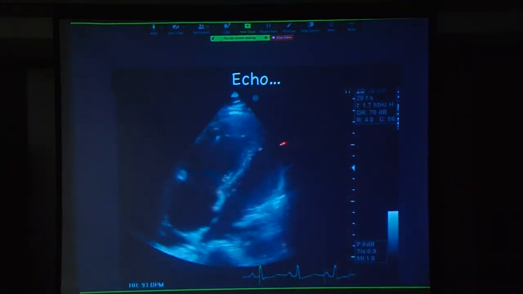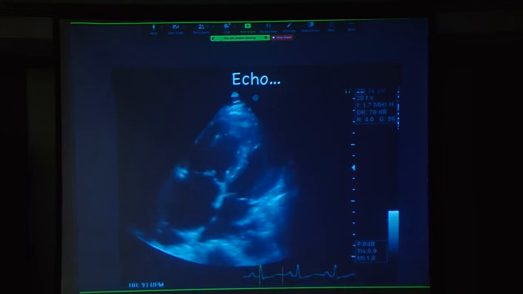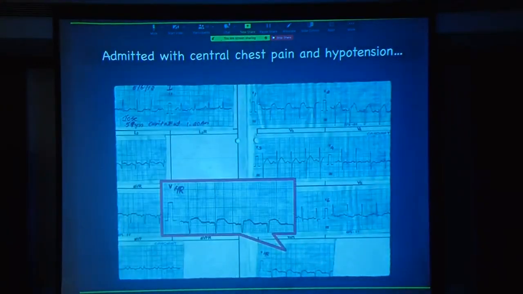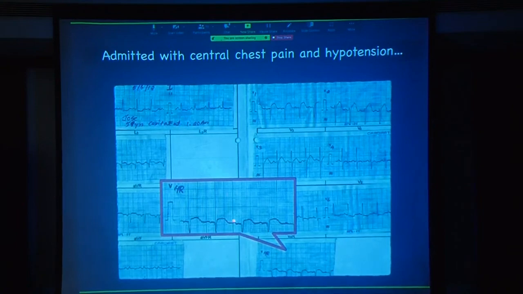When echocardiogram was done, this is the left ventricle and left atrium, this is the right ventricle and right atrium. You could see that normally the right ventricle should be smaller than the left ventricle. Here you could see that the right ventricle is ballooned out compared to the left ventricle. So based on this, you could suspect that this could be a right ventricular infarction. And in V4R, if you have significant ST elevation, that clinches the diagnosis.